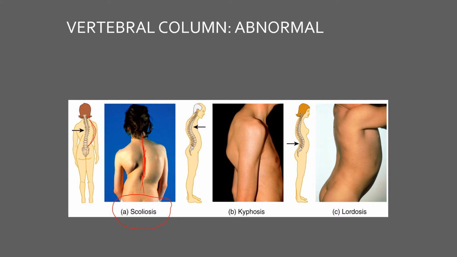The state of kyphosis is an overcurvature in the thoracic vertebra of the body. And then lordosis is an overcurvature, over convex curvature in the lower lumbar vertebra of the body.